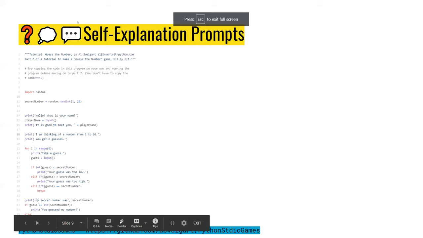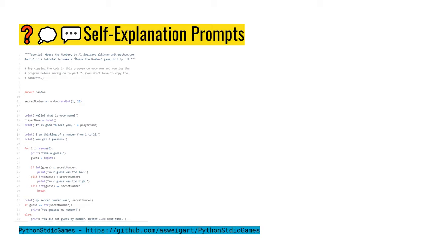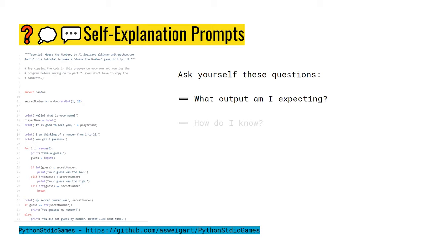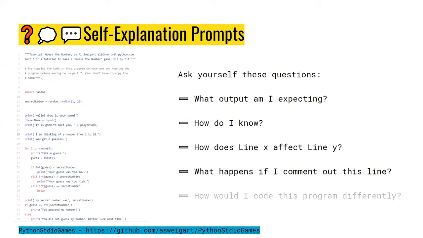So here's a snippet of a code that is from that repository. And you can show this to your learners and get them to try to figure out the code. And you can encourage them by giving these prompts. So you can ask them to ask themselves the following questions. What output am I expecting? How do I know that that's the output? Or how does line X affect line Y? And what happens if I comment out this line? And yes, how would I code this program differently is also a great prompt for learning how code works.